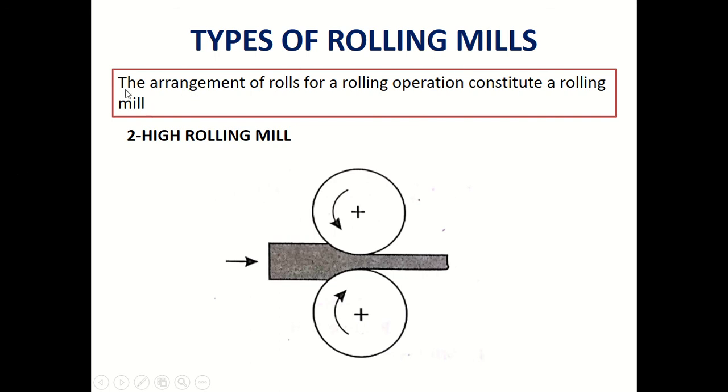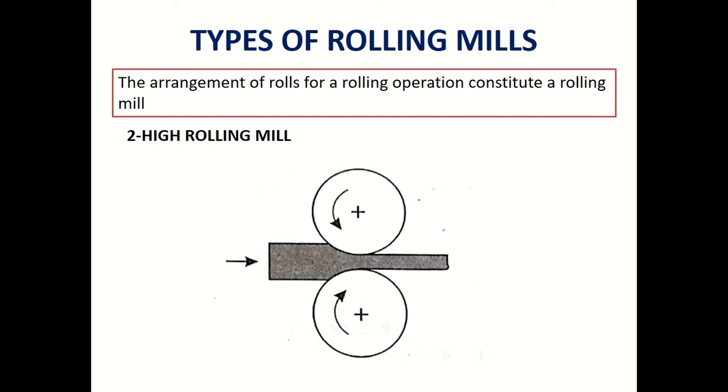So what do you mean by a rolling mill? The arrangement of rolls for a rolling operation constitutes a rolling mill. The rolling mills are classified on the basis of the number of rolls used and the type of arrangement, and you can classify them into a 2-high rolling mill, a 3-high rolling mill, a 4-high rolling mill, and a cluster rolling mill. Let's see them one by one.